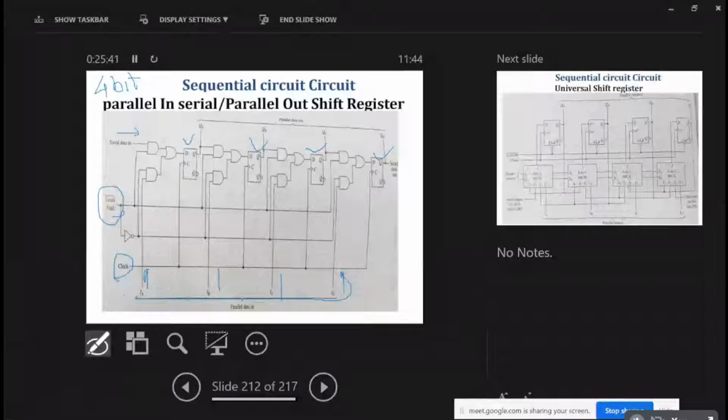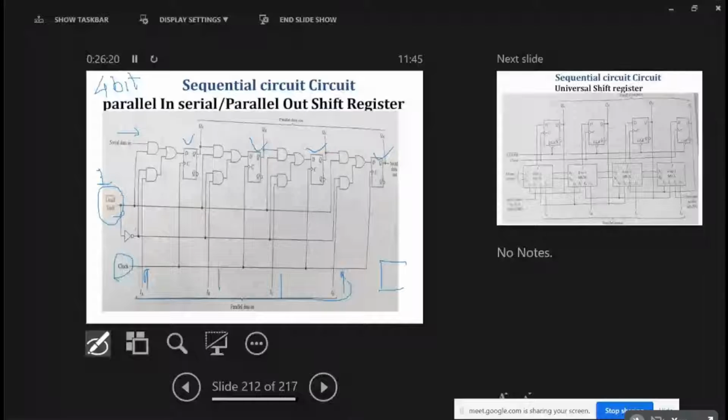So IA, IB, IC and ID are the four pieces of information which we want to enter in parallel. For that to happen, we have to consider that changes occur at each clock pulse. Suppose a positive edge clock pulse arrives. Before that, it depends on this common terminal, this controlling terminal. If the controlling terminal value is 1, what will happen?